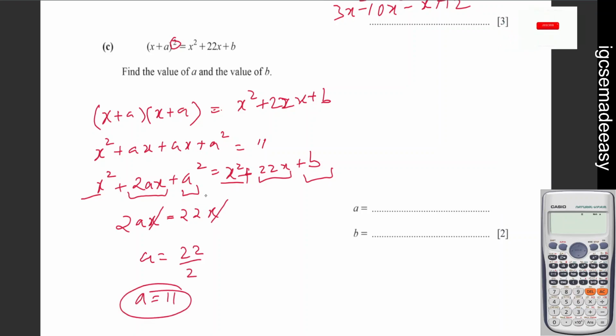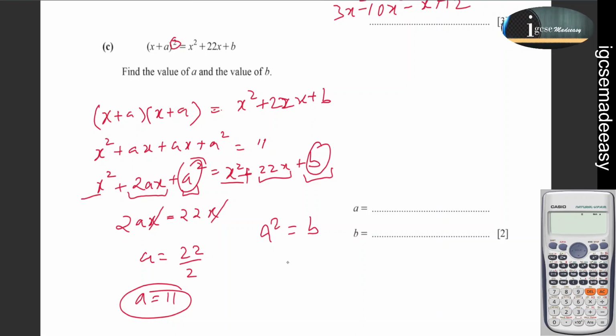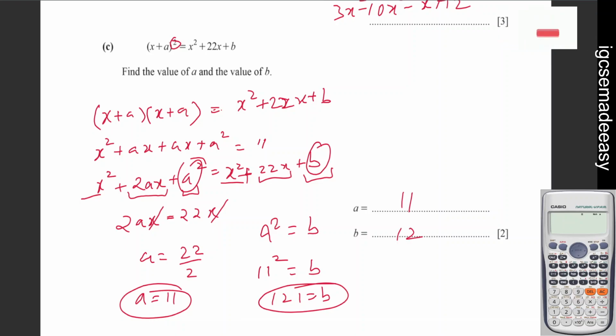In the same way we can also equate a square, that is this one, equal to b. So a square equals b, so b equals a square. So a is 11, so a square is 11 square. So b is equal to 11 square, which is 121. That is the value of b. So a is 11 and b is 121.